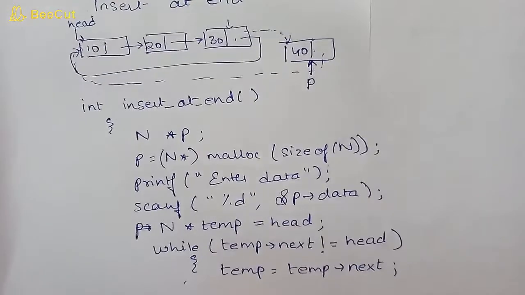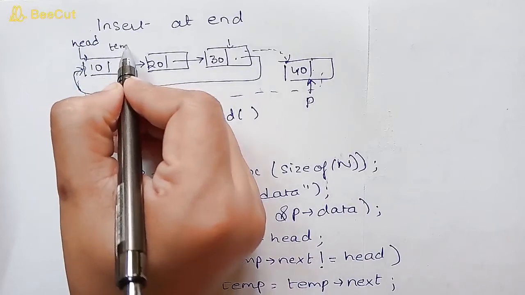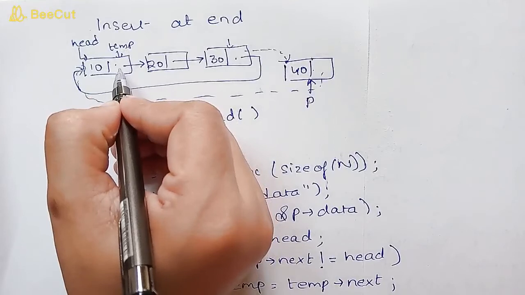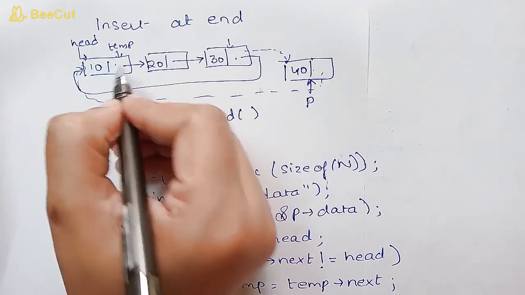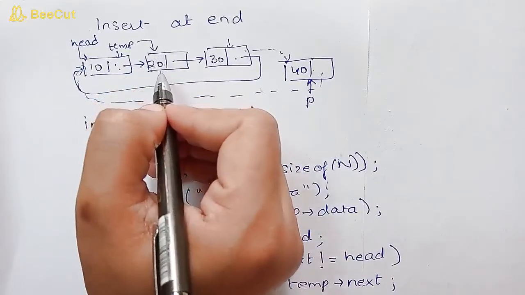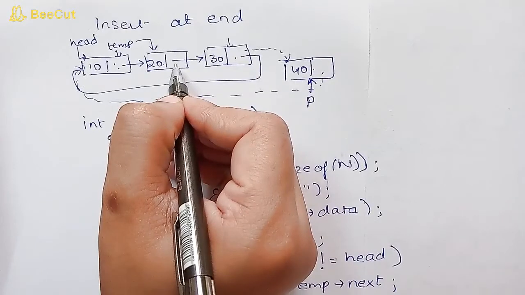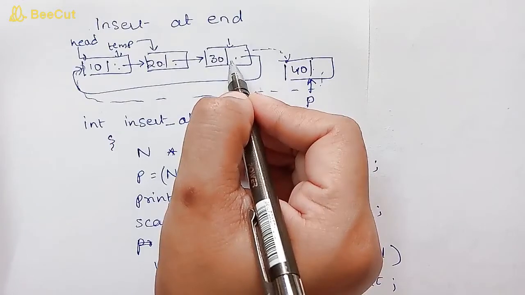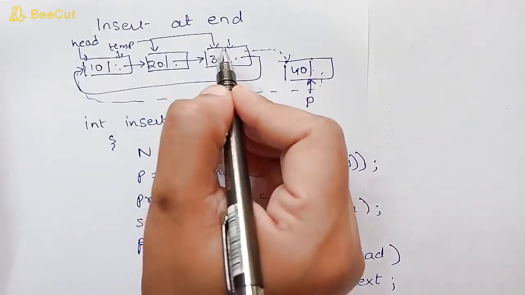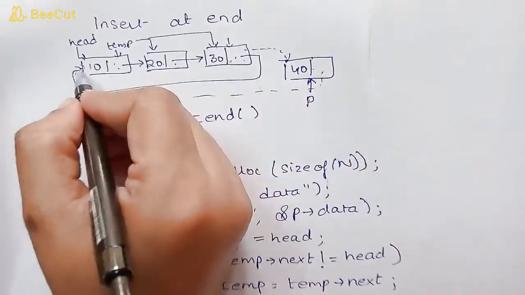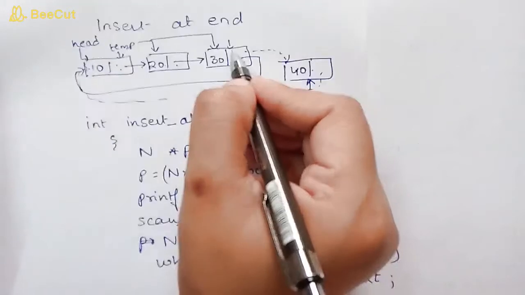So what is basically happening: temp equals head means temp is pointing to the same node to which head is pointing. I'm checking whether temp next equals head or not. No, here temp next is not head because it contains the address of this node. Then temp will be temp next. Here again I'll check whether temp next is head or not. Here also it is not containing the address of head, it is containing the address of this node. So temp equals temp next. Then again I'll check temp next equals head. Here temp next is equal to head, right? So here I'll stop. So I got a pointer temp which is pointing to this last node.